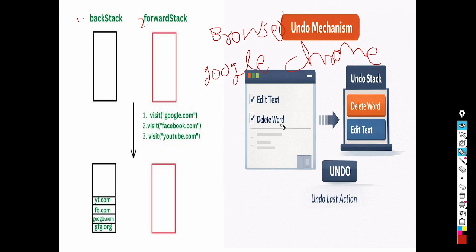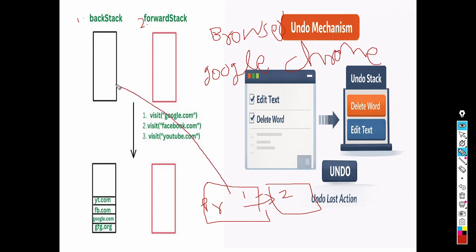The back stack stores the previously visited pages. In a web browser, you visit so many pages to do your work. When you move to a new page, the current page is pushed into the back stack. For example, this is the first page and this is the second page. Now you are on the first page. Whenever you move to the second page, the first page goes to the back stack. If you want to go back, you use the back arrow and move back to the previous one.